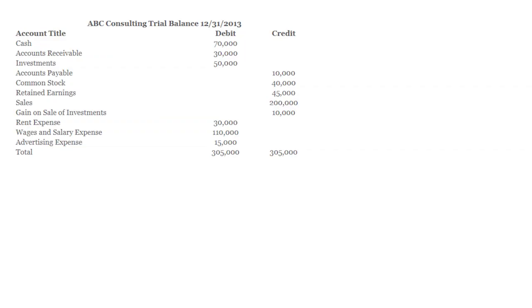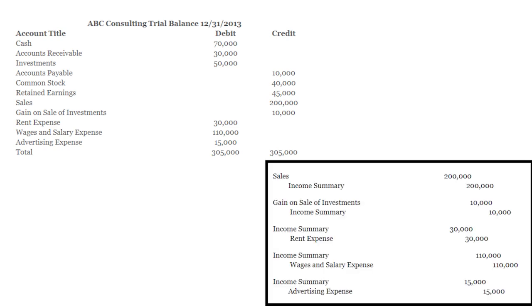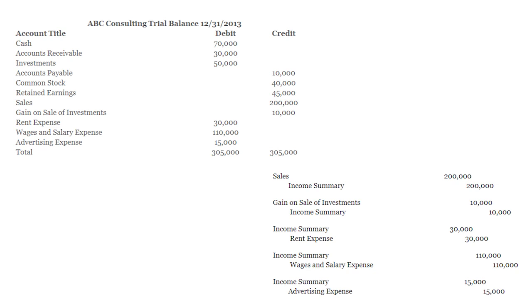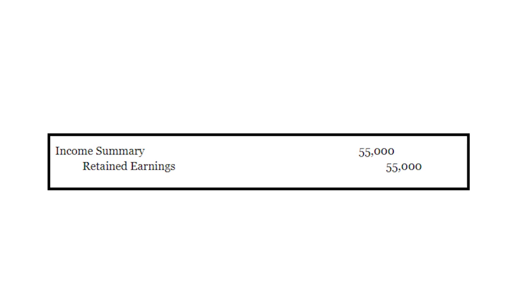Prior to the year-end close process, ABC Consulting's trial balance is like this. To close out their books for the year, ABC's accountants will make the following journal entries. After all of the temporary accounts have been closed, the income summary account will have a credit balance of $55,000, which represents the firm's $55,000 net income over the period. ABC's accountant would then make this entry to close out the income summary account to retained earnings.